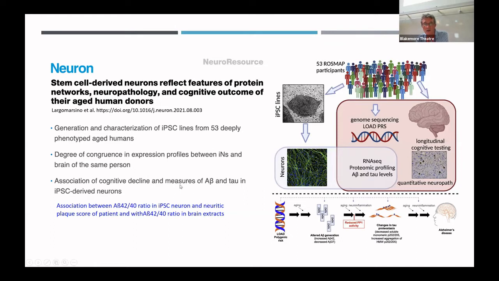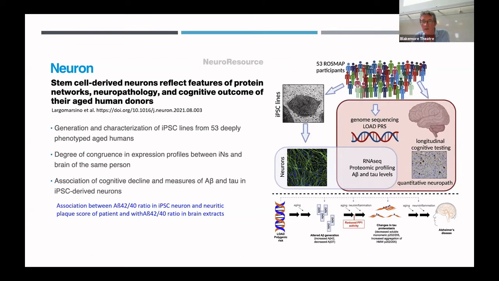Now, to cut a long story short, what they got was an association between the AB 42 to 40 ratio in the iPSC neurons and the presence of neuritic plaque in the brain, and also with the brain extracts looking at their AB 42 to 40 ratio. Now, this answers something profound, because right at the beginning, the reason we got into this, and the reason Simon Lovestone led the deep and frequent phenotyping study, was: can we say there is a correlation between the neuron in a dish and the individual? I mean, that's pretty profound. If you can't answer that question, then these cells have limited use.